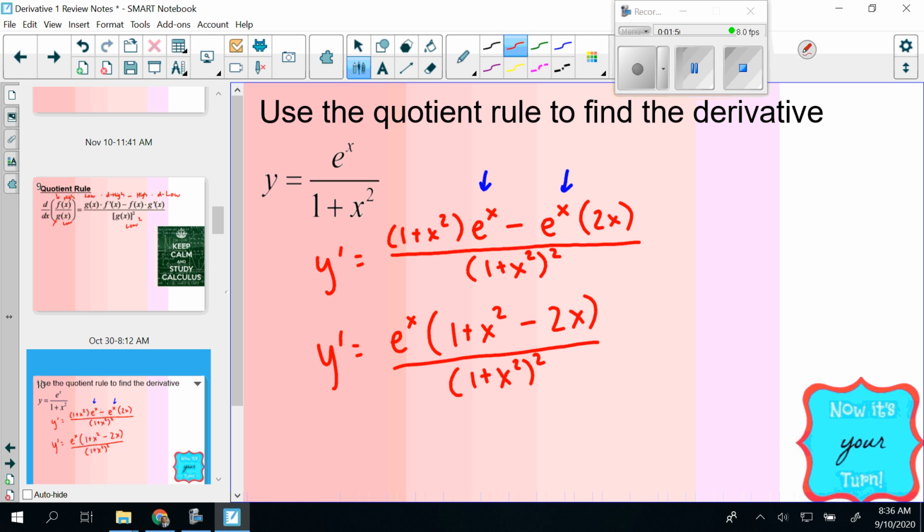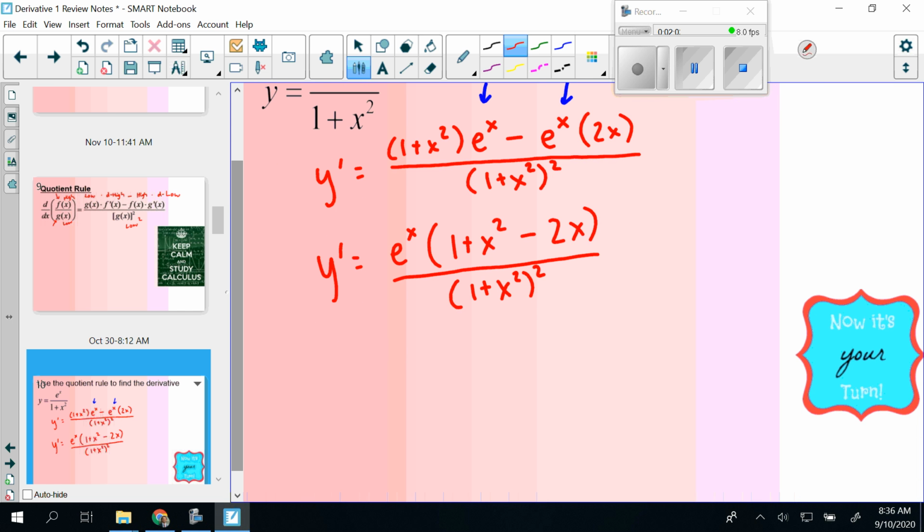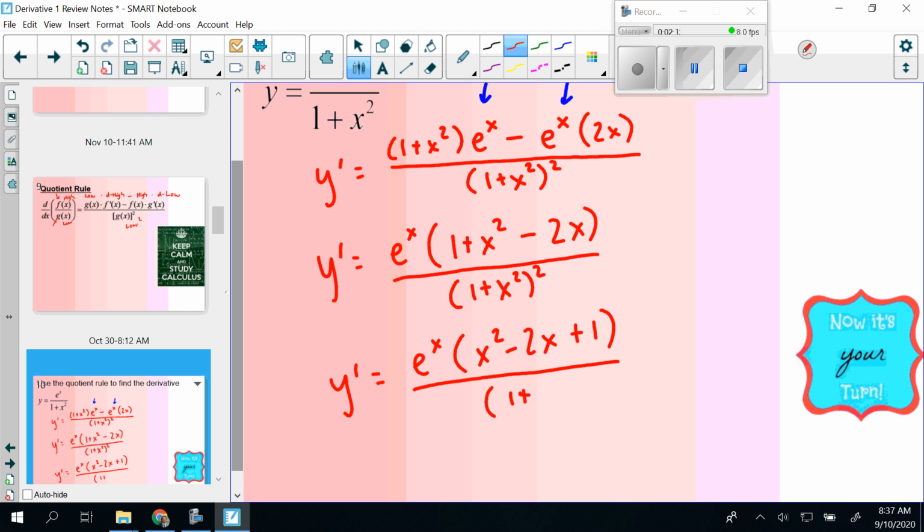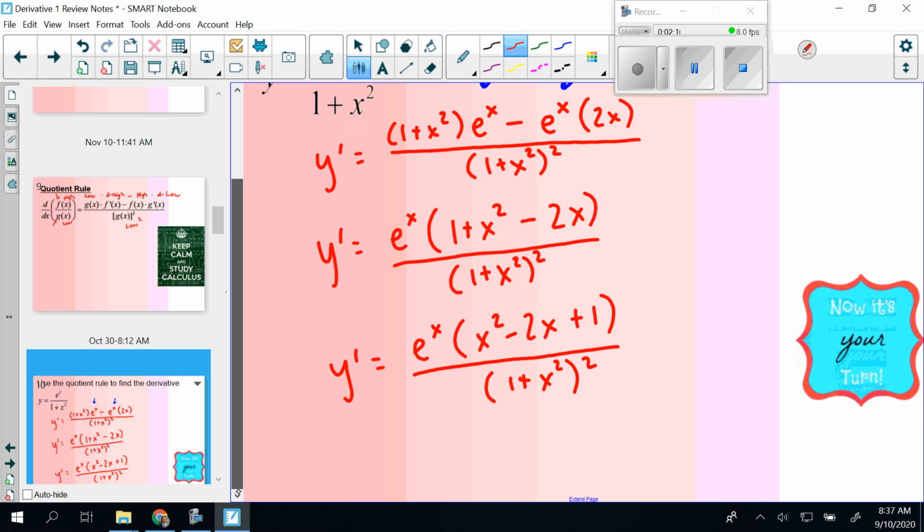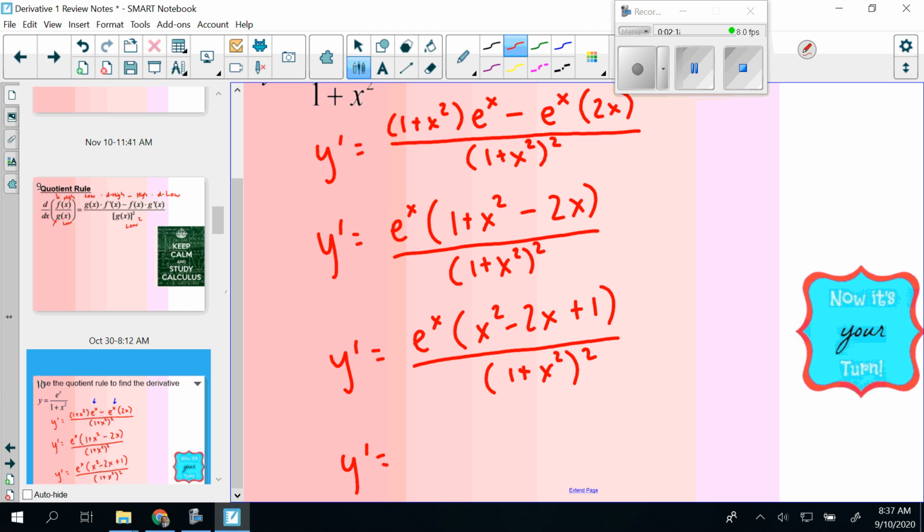Once we do that, you want to see, well, can we factor this anymore? I'm going to rewrite that top a little bit in descending order because that's usually how we see it. So x squared minus 2x plus 1. Does that factor at all? It actually does. That would factor into x minus 1 times another x minus 1.